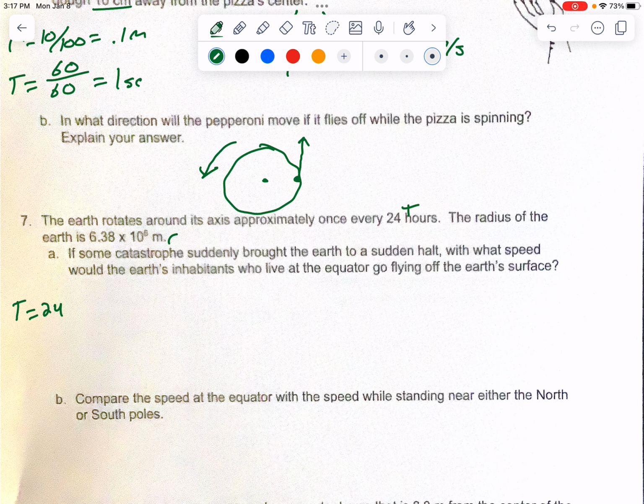So we need to fix that. We got 24 hours. We're going to multiply that by 60 minutes and then multiply that by 60 seconds. That means it takes 86,400 seconds for a day.